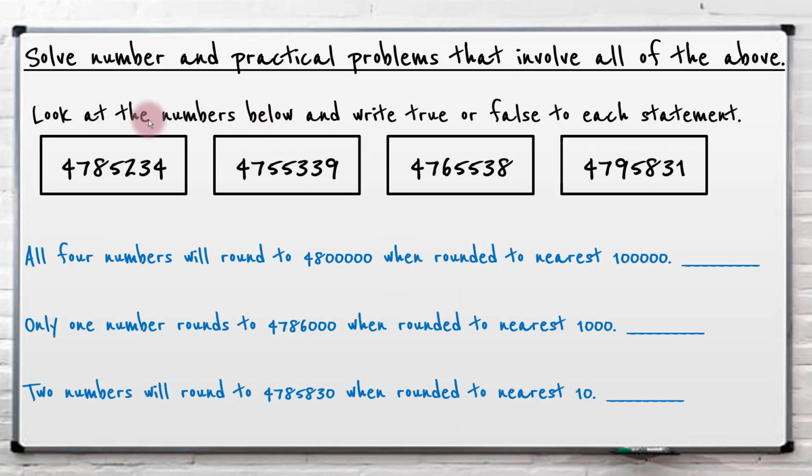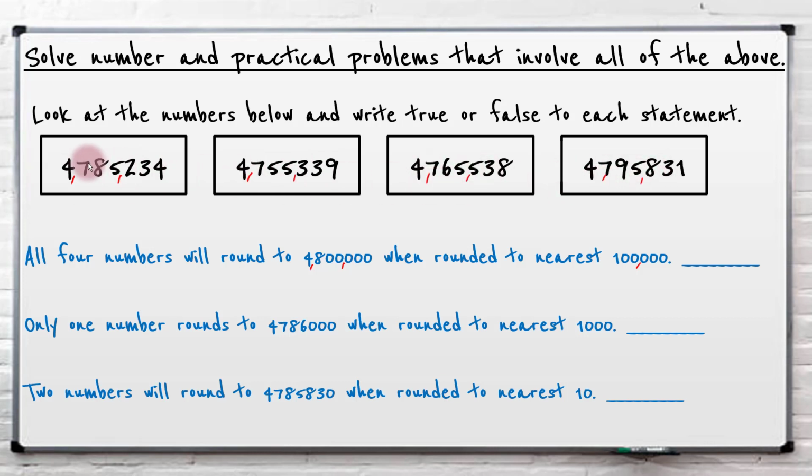Now this next question, look at the numbers below and write true or false to each statement. So it says all four numbers will round to 4,800,000 when rounded to the nearest 100,000. Well, let's look. So where is the 100,000s here? I'm going to put my commas in because it makes it much easier to read these numbers.